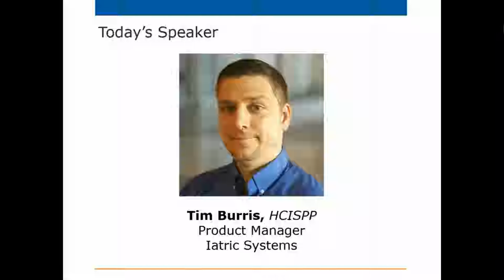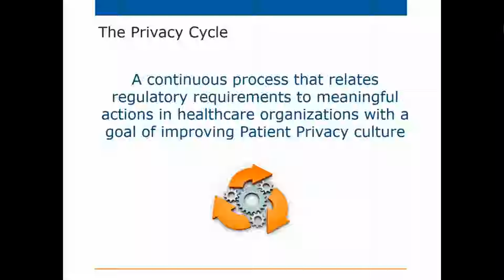Thanks a lot, Estelle. So today we're going to be talking about a process called the privacy cycle. The privacy cycle is that continuous process that ties an organization's regulatory requirements to meaningful actions in the organization with a goal of improving patient privacy culture. So it's basically taking what the regulations say we have to do and implementing that in a meaningful way, not just a way that fills check boxes, but a way that improves our culture.